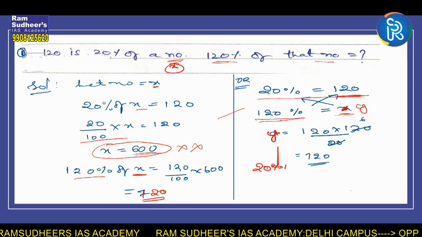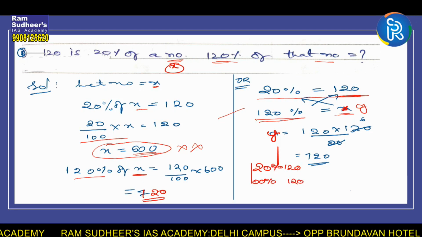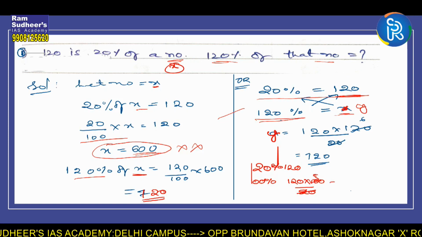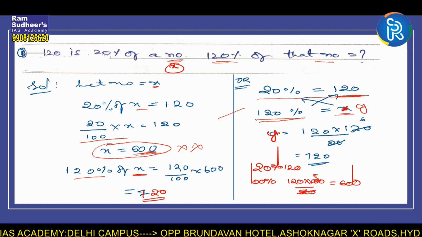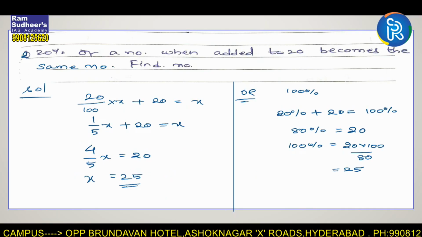20% would be 120. Then he's asking us to find x. X would be 100%, which is 120 into 100 by 20, which is 600. Our x would be 600, which is 600 in this case, and here also it is 600. This is just omitting certain steps which are not necessary. Moving on to the next question.